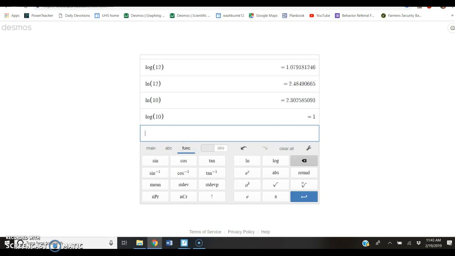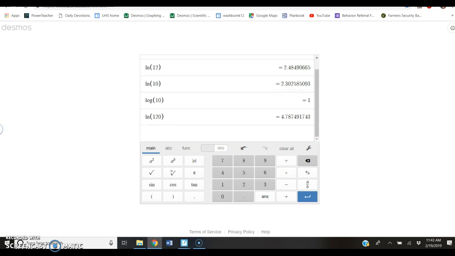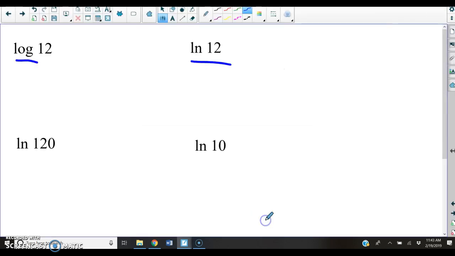And then let's look at the natural log of 120. So take a look at the natural log of 10 and 12. So here they are. And compare them to the natural log of 120. Okay, you use a little bit of arithmetic. I think if you add the natural log of 12 and the natural log of 10, you should get the natural log of 120. Okay, so there again is a preview of what we're getting to.